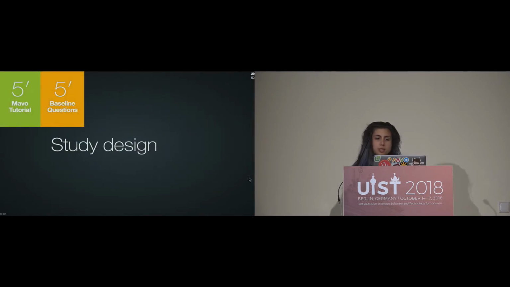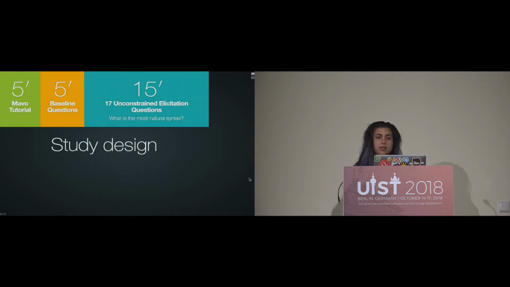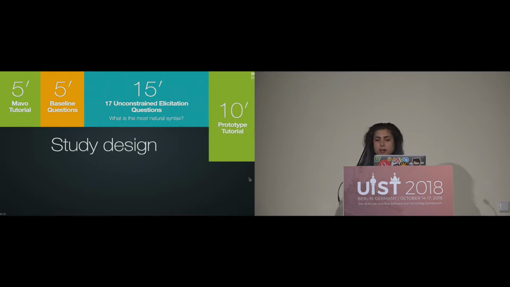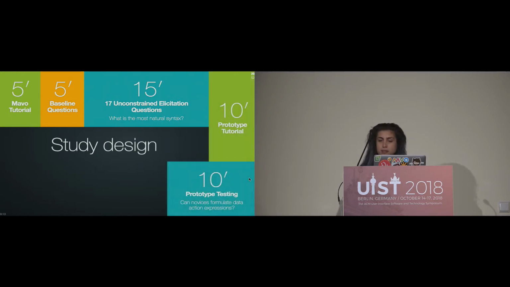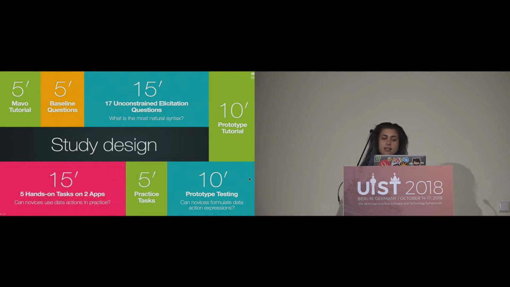The study design, as I mentioned, was hybrid. There was an unconstrained elicitation part, where people were answering 17 questions based on what's the most natural syntax for them. We only told them the fewest things that we could possibly tell them about what we're trying to do. Then we explained our prototype syntax, and they had to answer the same questions again. And lastly, there were hands-on tasks as well to see how well they do when they can iterate.